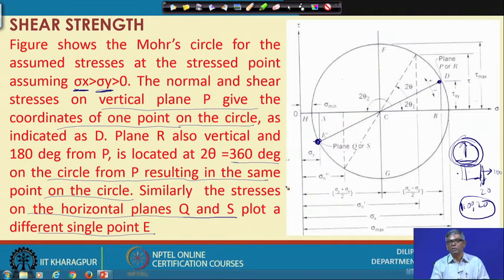So, now we are getting 2 points, and these two are on the circle, in opposite directions of the circle. If I join these 2 points, the line intersects the normal axis at a point, and that will be the center of the circle. Okay.